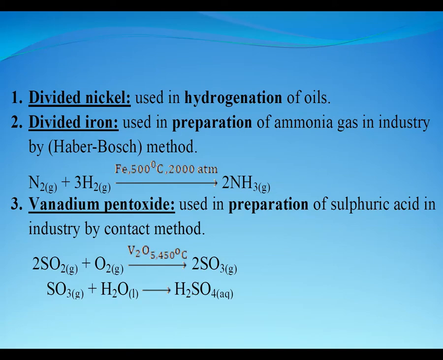After that, we have vanadium pentoxide, which is used in the preparation of sulfuric acid in industry by the contact method. 2 moles of sulfur dioxide gas plus oxygen in the presence of vanadium pentoxide and 450 degrees Celsius, we get 2 moles of sulfur trioxide gas. And by adding water to sulfur trioxide gas, we get sulfuric acid.